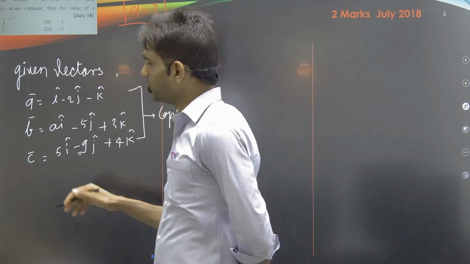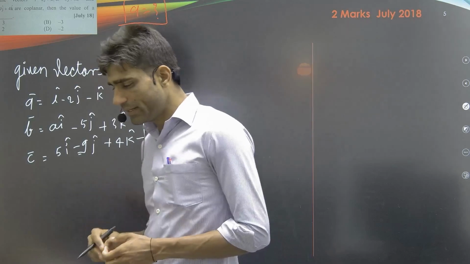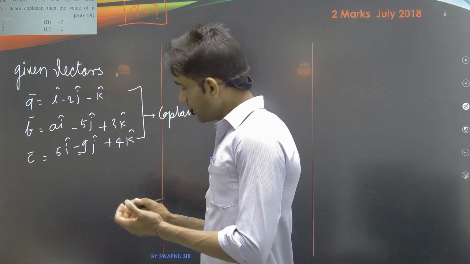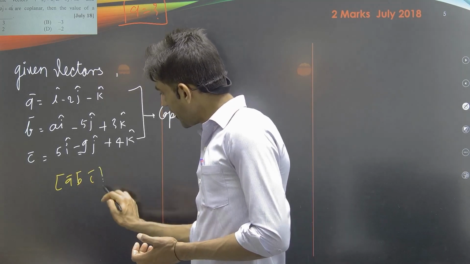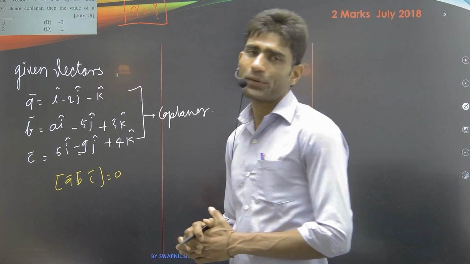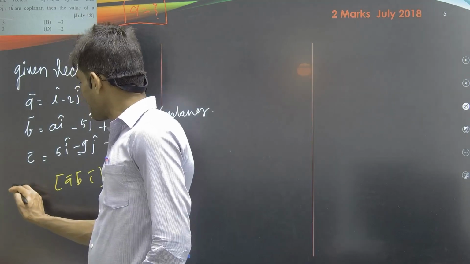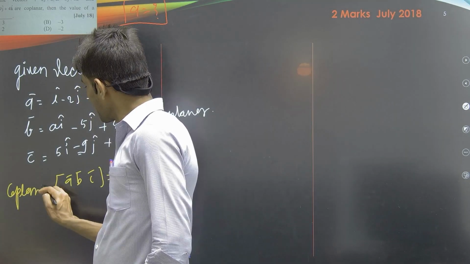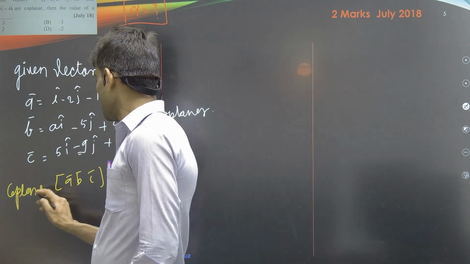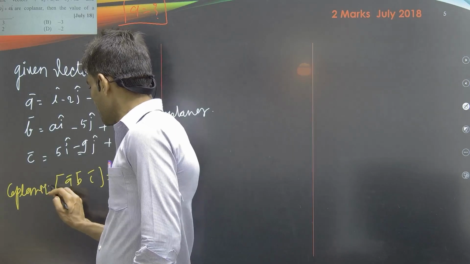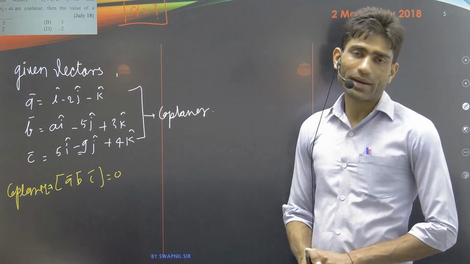Now, when three position vectors are coplanar, then we write their determinant, the vector A bar, vector B bar, vector C bar, which is equal to 0, if the vectors are coplanar. These are the conditions for coplanarity of vectors. That means [A bar, B bar, C bar] needs to be 0.